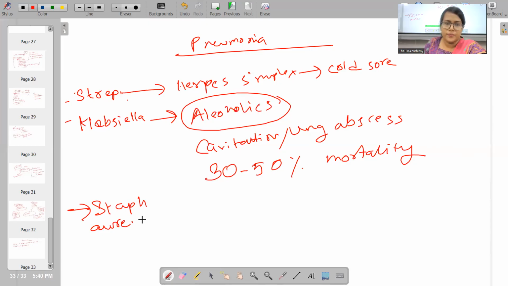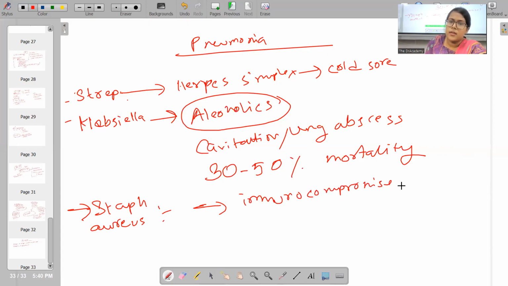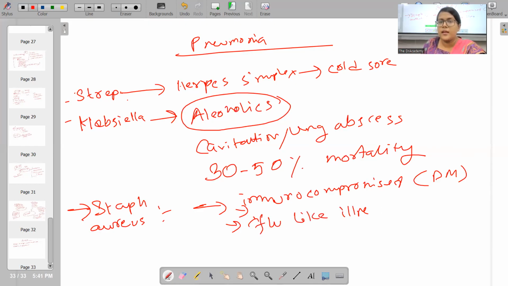Staph aureus. Staph aureus is mainly considered the culprit organism in immunocompromised patients, like diabetic individuals. Another clue is that there might be a preceding flu-like illness and then a full-blown bacterial pneumonia picture. That is indicative of Staph aureus infection. It can also cause multiple cavities and abscesses in the lung as well, and it has quite a high mortality, just like Klebsiella.